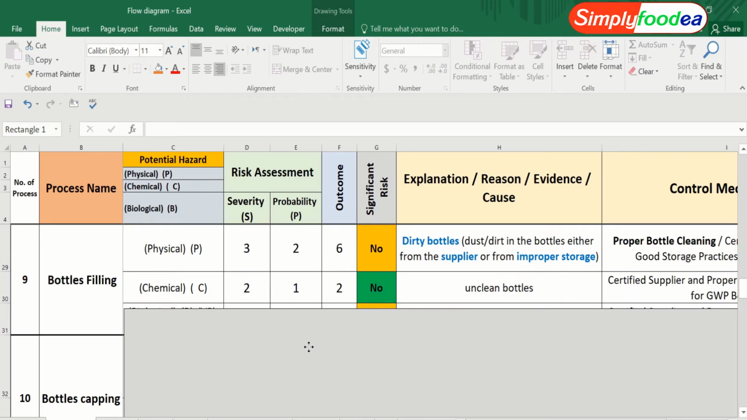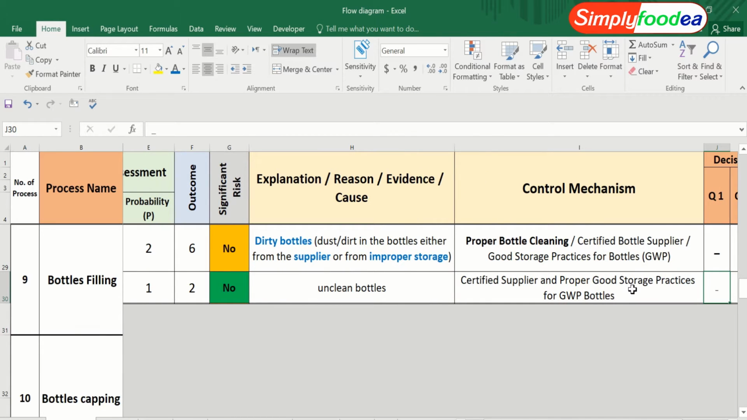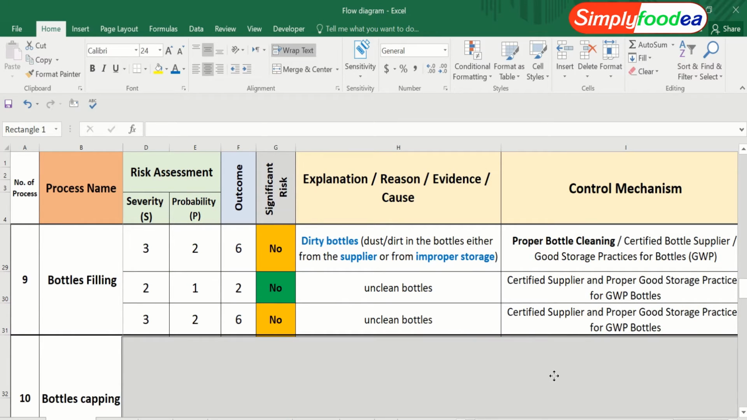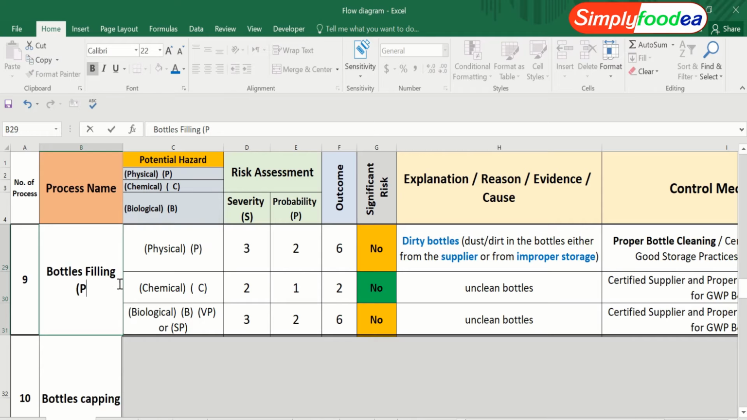Okay, the chemical hazard will be a little bit the same due to the unclean bottles and the certified supplier, like the previous one, and the biological hazard is a little bit similar to the physical hazard. So for the bottle filling or the primary packaging, let me mention here that it is in a primary packaging.